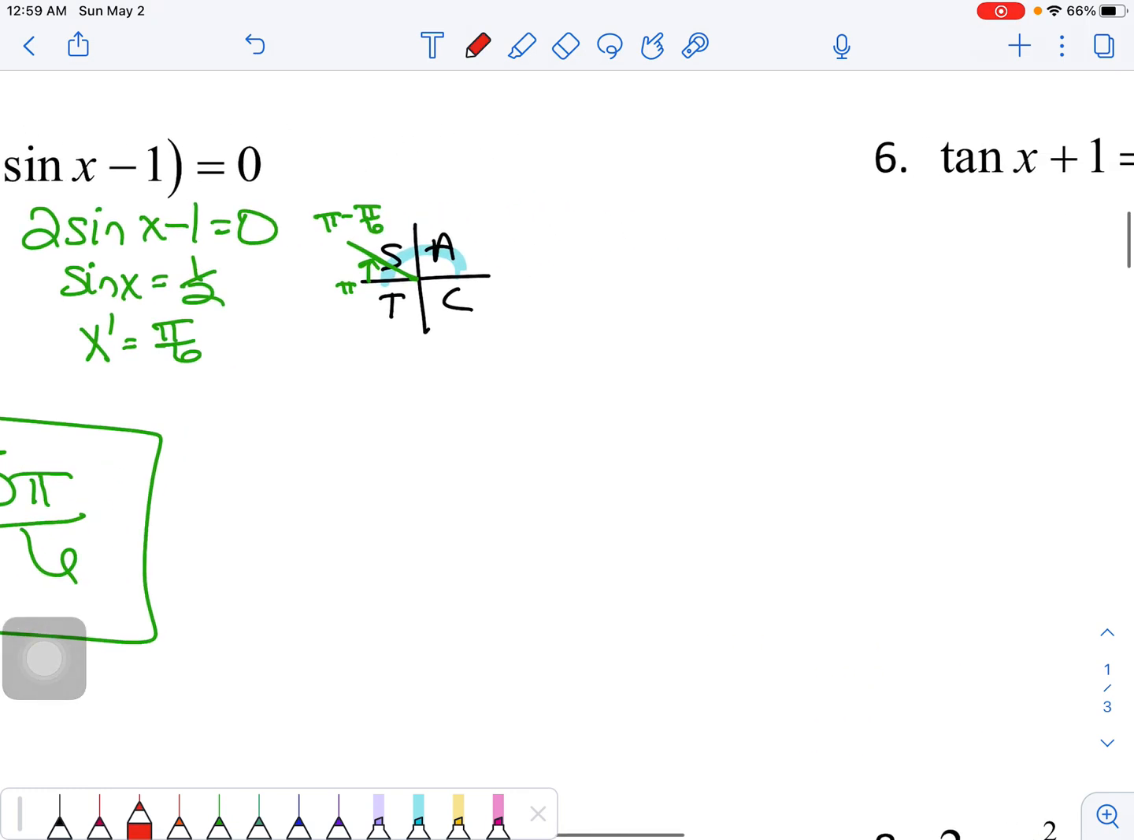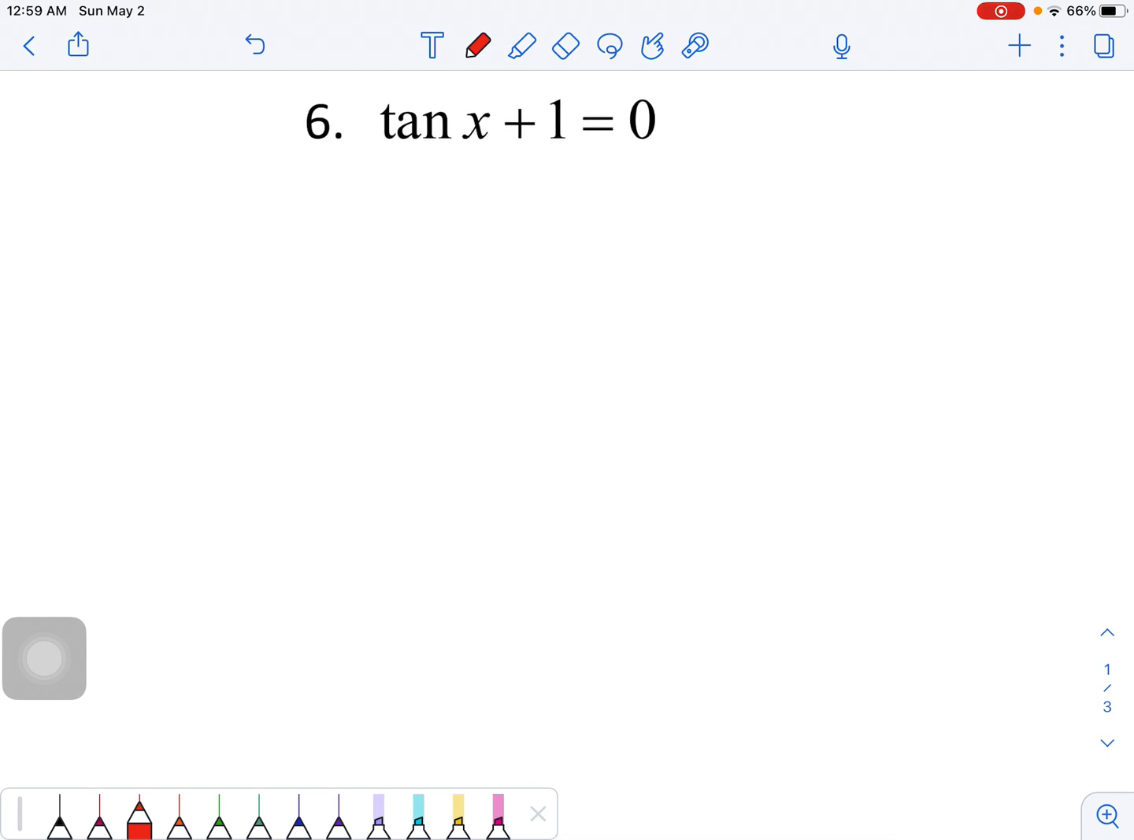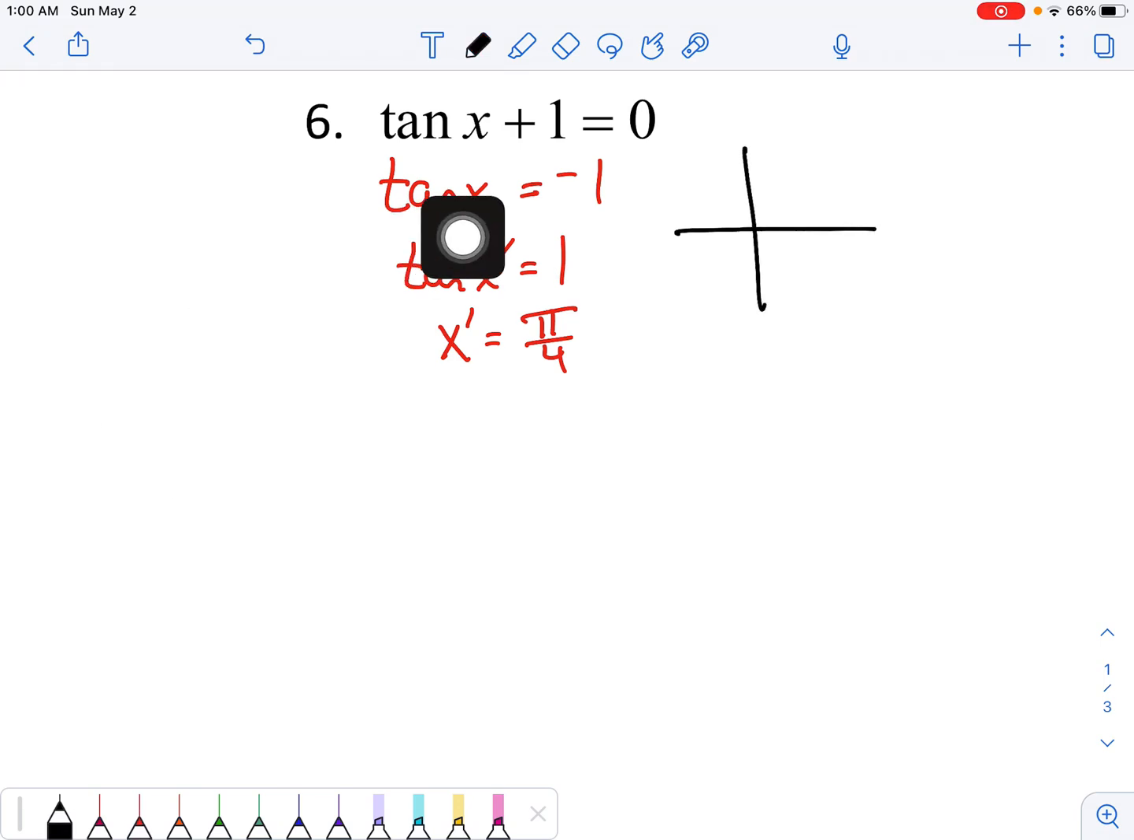Let's go ahead and slide on over to number 6, see what that one looks like. Looks pretty straightforward. It's a tangent equation. So let's solve for tangent. So tangent of x is equal to -1, which means I'm going to actually do a reference angle here. So tangent of x prime is equal to +1, which means x prime would actually be pi over 4. Okay, so that's, again, information from my trig chart. Now, the original problem said tangent was negative.